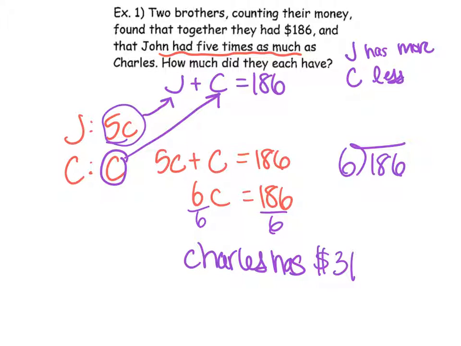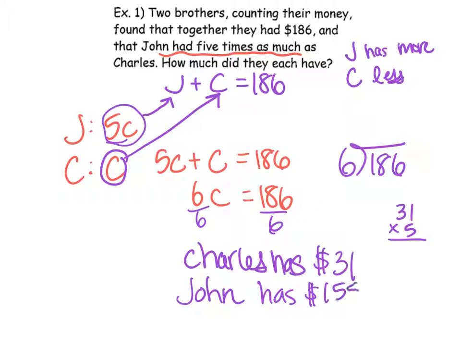Charles has less. He has $31. Great. That's what C is, 31. But what's John? John is 5C. That means you have to do the math. 5 times C. C is 31. 5 times 31. What is it? On the side of your paper, 5 times 31. Okay. Looks like this. 31 times 5. 155.